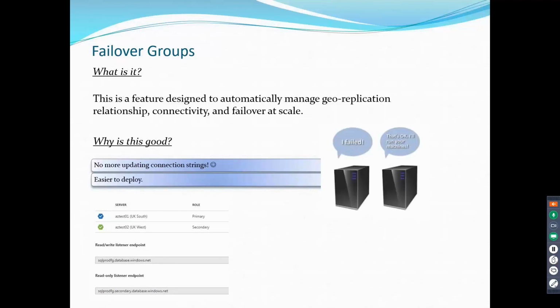And the biggest thing is there's no more messing around with connection strings anymore. This is because we've got access to a read, write, and listen endpoint, as you can see at the bottom of this screen. This is typically what you would put in your connection strings. So it doesn't matter which server is your primary and secondary within the failover group relationship. That read, write endpoint will handle all that for you in terms of routing to your connection.